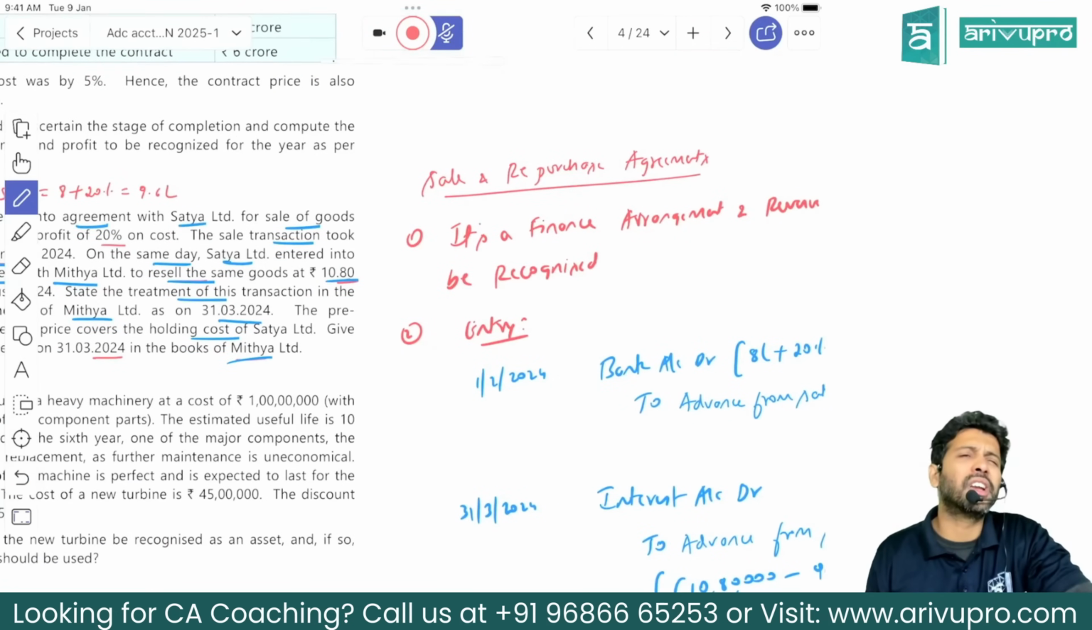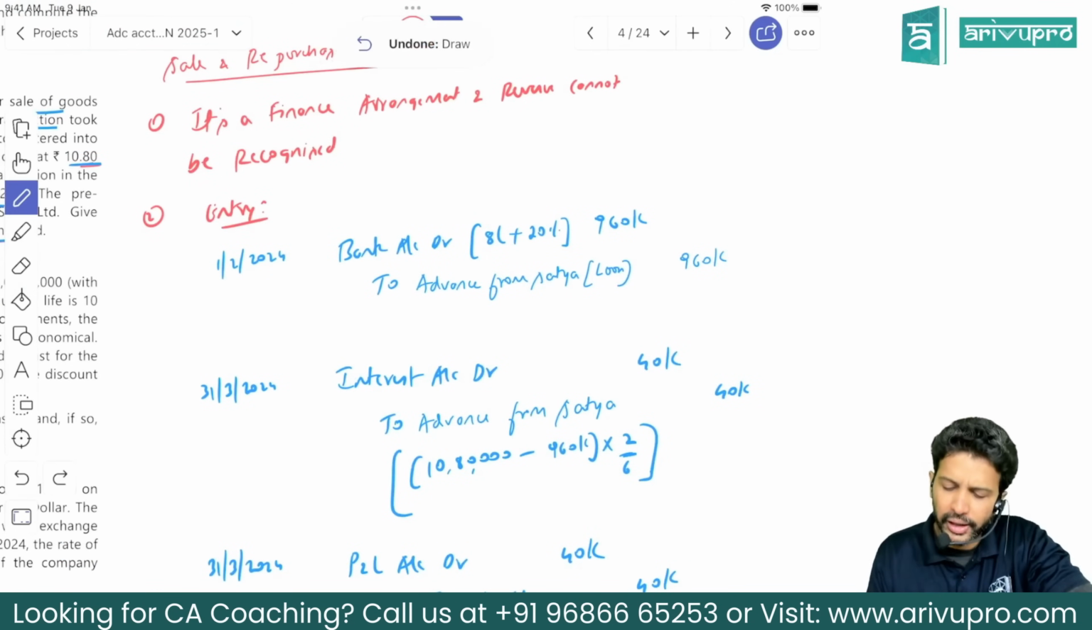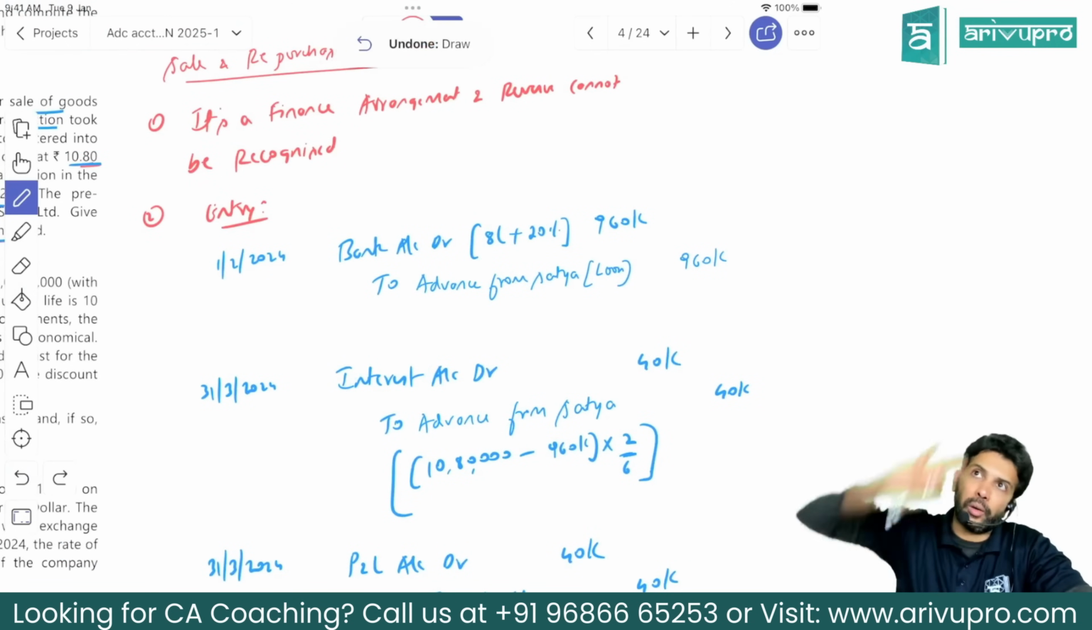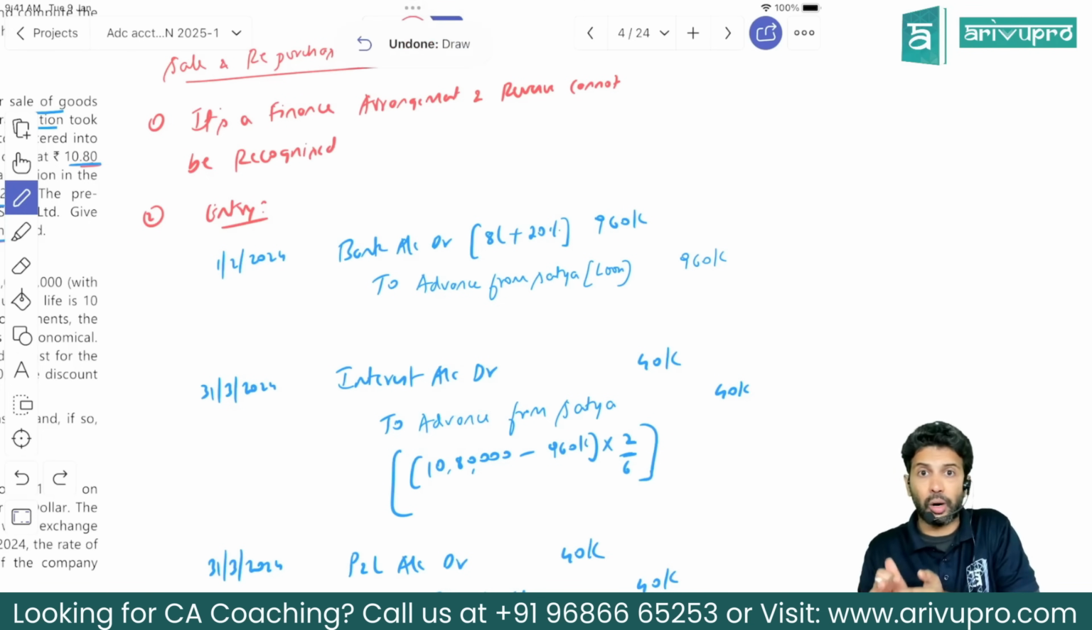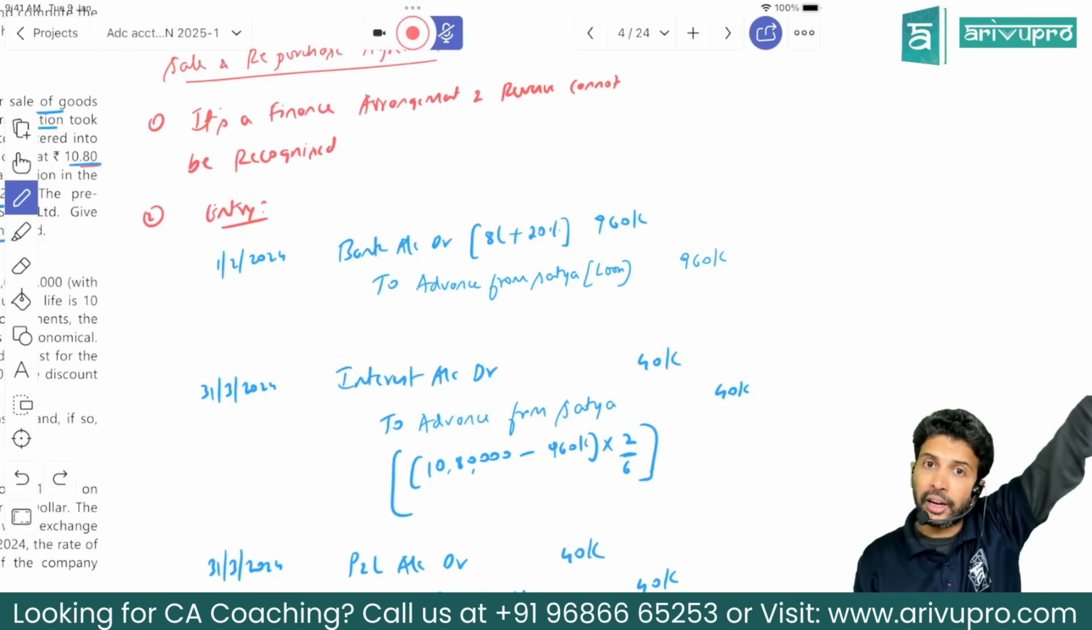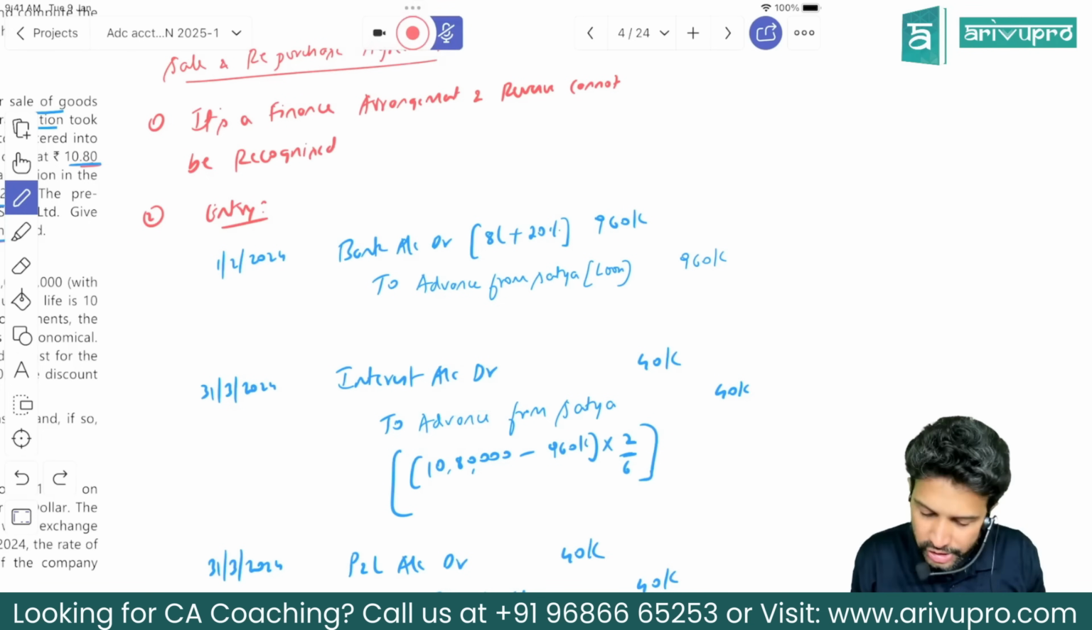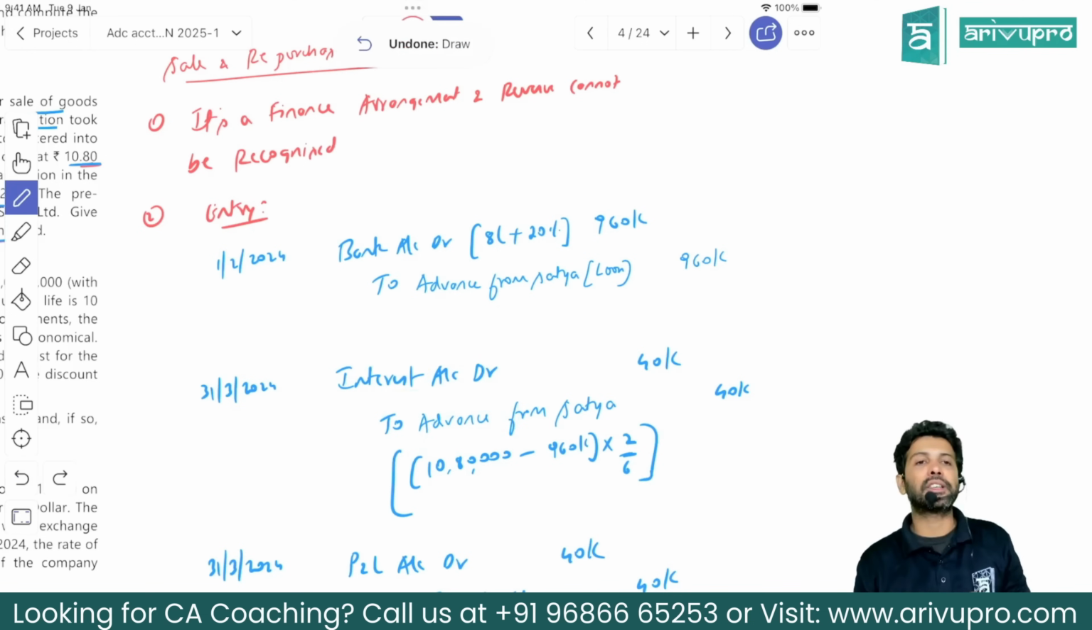So calculate. What is the journal entry for interest? Interest account debit to advance. Interest you are not paying. No, in one shot you will pay the interest. So you don't write bank because you are not paying this interest now. The 10 lakh 80,000 that you pay later includes interest. So the journal entry you will pass is interest account debit to advance from Satya.